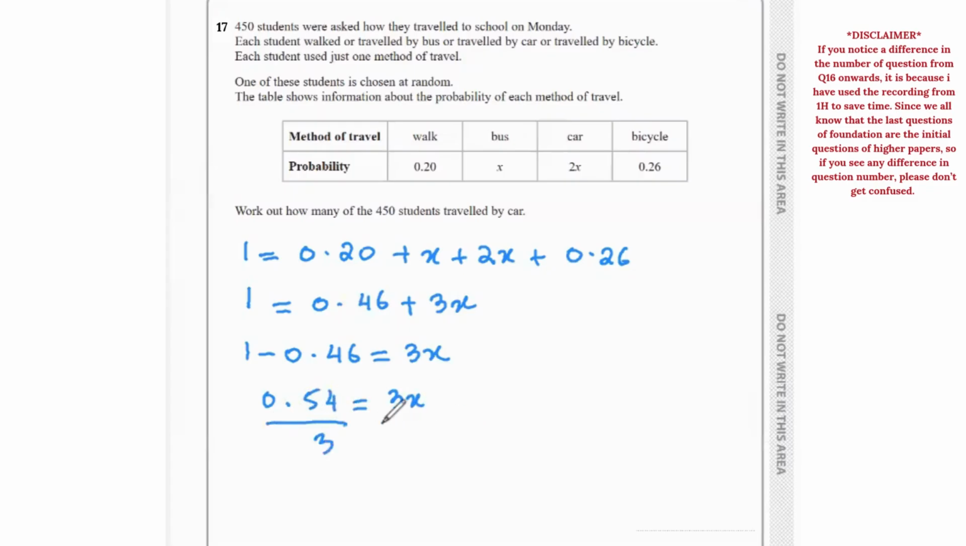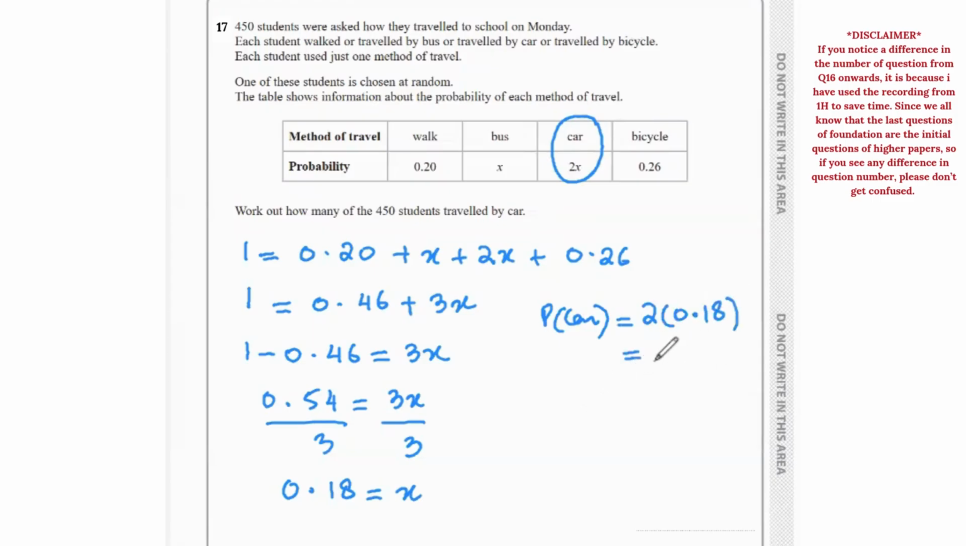Divide both sides by 3. That's going to give us 0.18. That is the value of x. So now they want us to work out how many of the 450 students traveled by car. Probability of car is 2 times x, so 2 times 0.18.